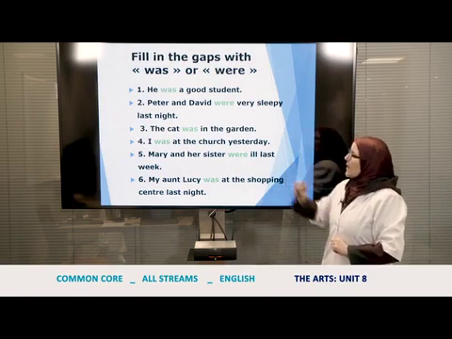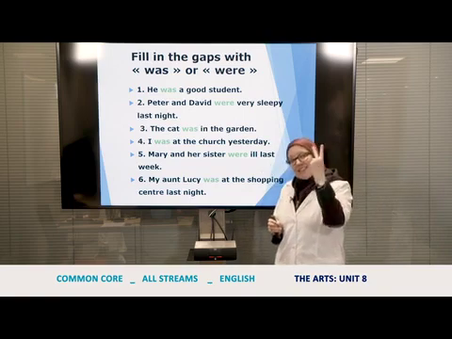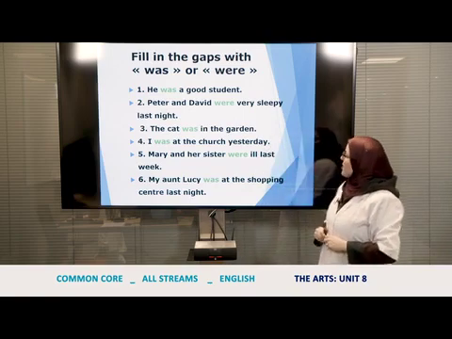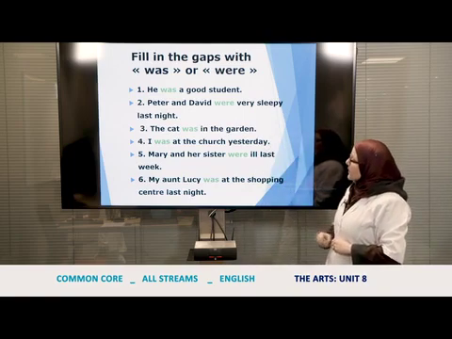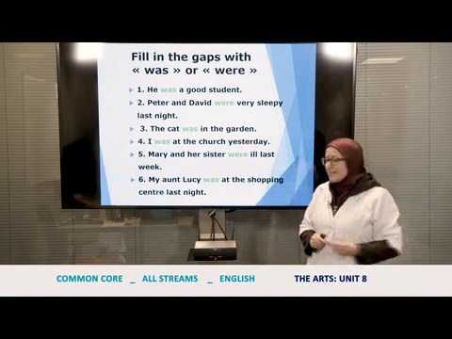So, the first one, he was a good student. Peter and David, which is they, we use along with were very sleepy last night. The cat was in the garden. Of course, we replace the cat with it.